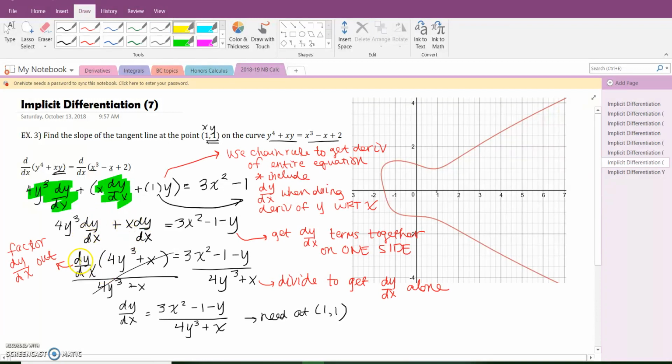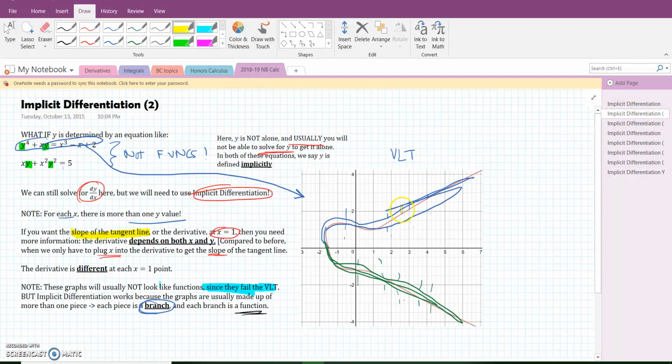What I did first is I got, like I said, the dy/dx terms together. Then I factored out dy/dx, then I divided by this whole thing on each side to get dy/dx alone. Now we're going to need the derivative at (1, 1). This is the equation that I showed you at the very beginning of the video right here. So we're finally actually doing this one.